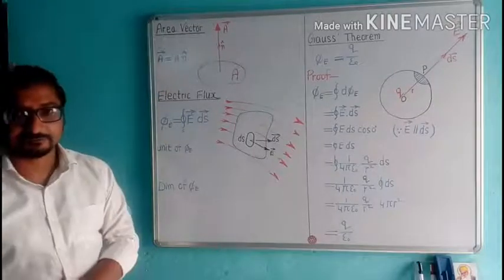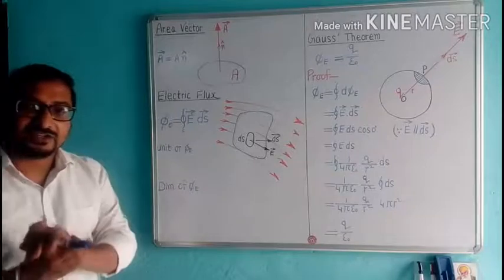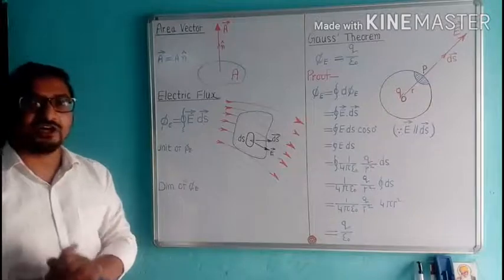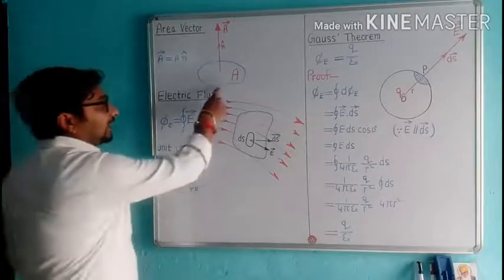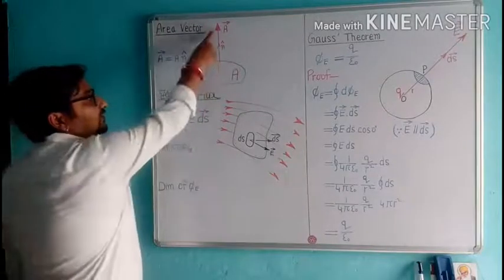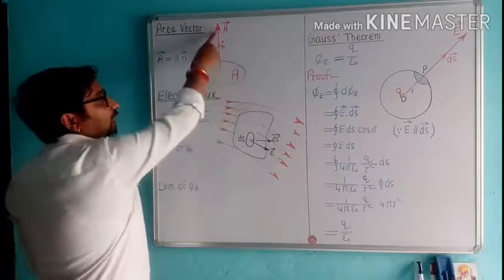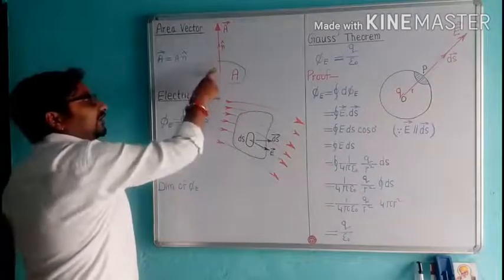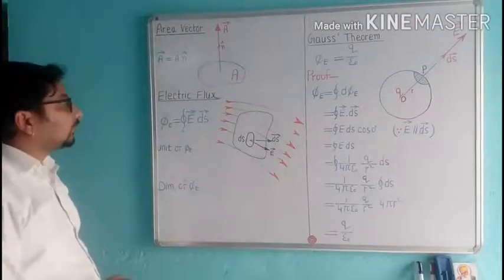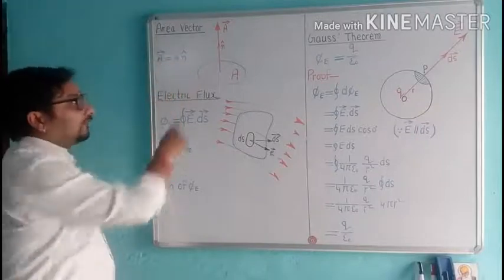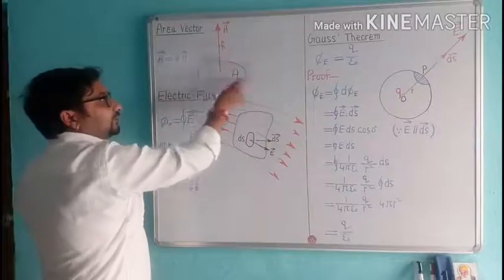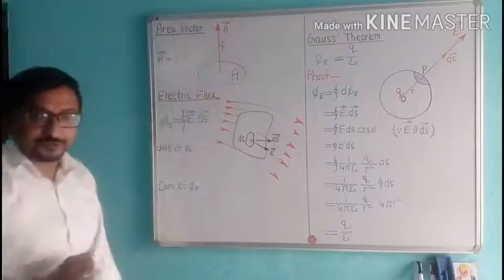First is area vector. Now, area is a scalar quantity, but in some problems it is convenient to treat it as a vector quantity. Any area element can be represented by a vector which is normal to the surface and drawn outward, and whose length represents the magnitude of the area. That is, vector A is equal to A n cap, where n cap is a unit vector directed along the vector which is normal to the surface and drawn outward.